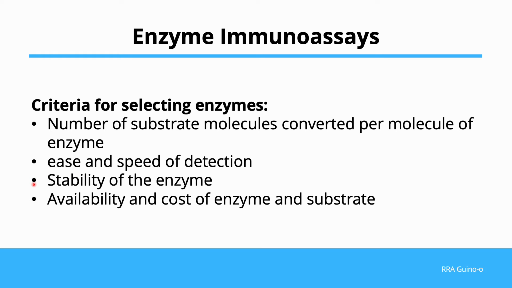Next, we have the stability of the enzyme. This tells us if the enzyme needs specific storage requirements, like if it needs to be refrigerated, or does it need to be frozen, or can we store it at room temperature. Next is the availability and cost of the enzyme and the substrate. Both of them need to be cost effective in order for the test to be feasible.